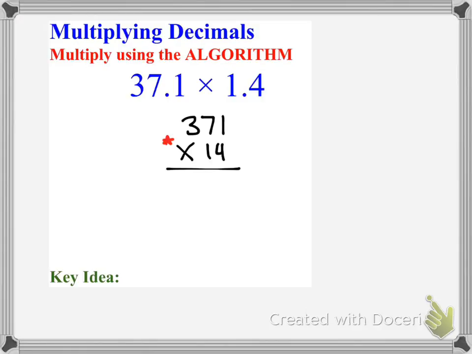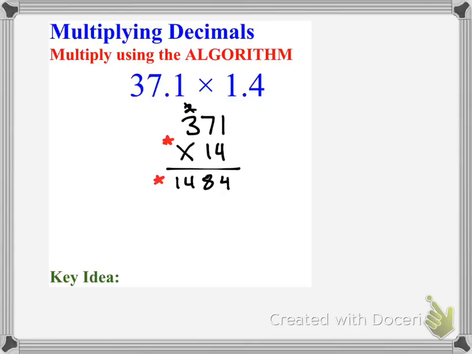And then you start multiplying by the 4. 4 times 1 is 4. 4 times 7 is 28. There's the 8, carry the 2. And 4 times 3 is 12, plus the 2 on the top gives me 14. So if you have 1,484, you get a star for the first line of numbers.